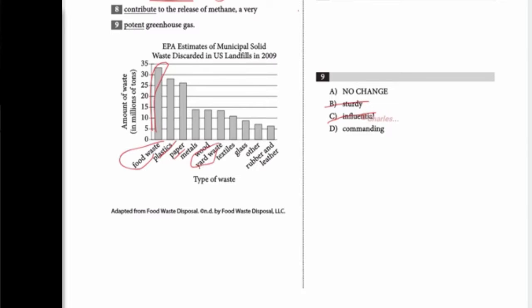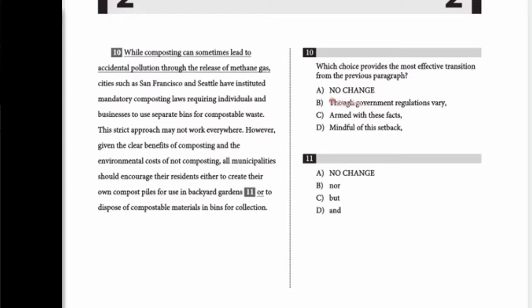That's not it. Commanding is controlling. No, I guess A, potent, is the only appropriate answer. So 9 is A, potent greenhouse gas. Number 10, while composting can sometimes lead to accidental pollution through the release of methane gas, cities such as San Francisco and Seattle have instituted mandatory composting laws. Which choice provides the most effective transition from the previous paragraph?